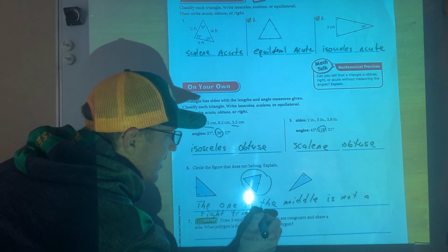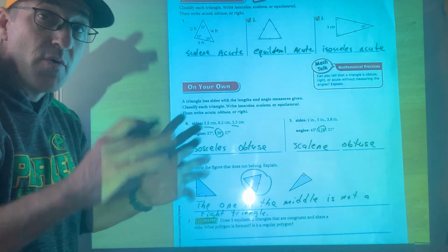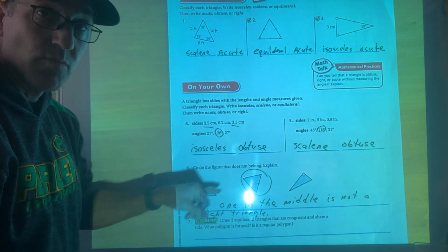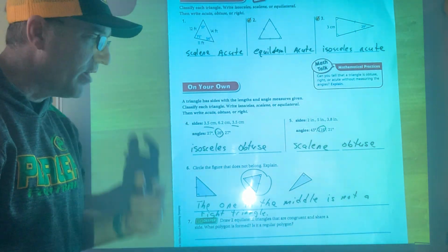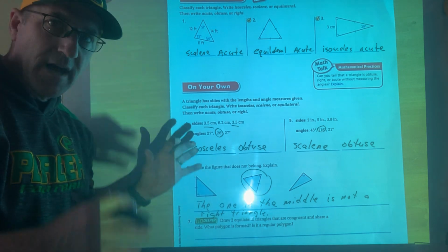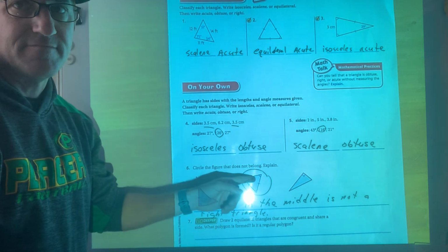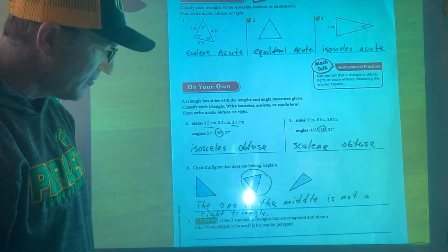You know, and you could look at this a couple of different ways. You could say that this one doesn't belong because it has no equal sides, while this one has at least one pair of equal sides. You could look at it that way. But this seems to me to be the most obvious, all right? That these are right triangles and that one's not. Okay, so up to you.